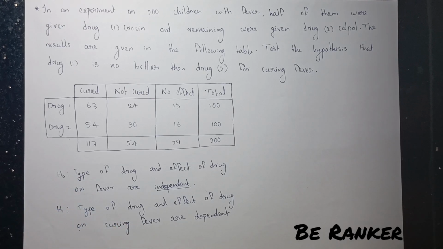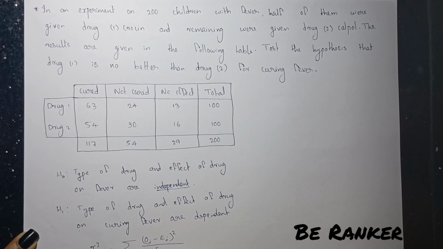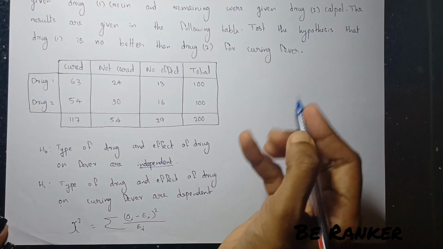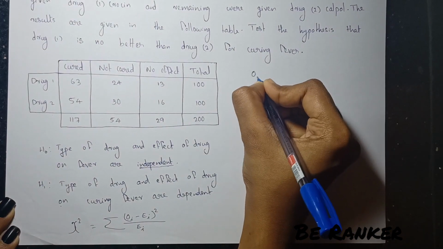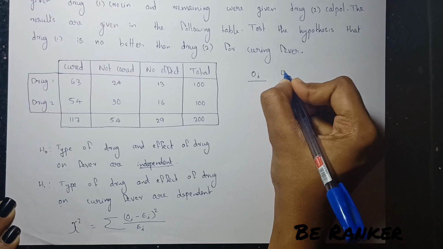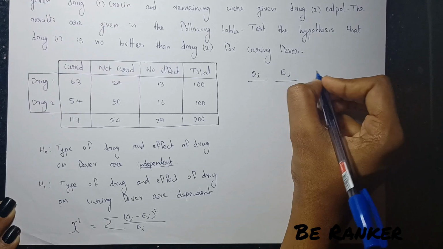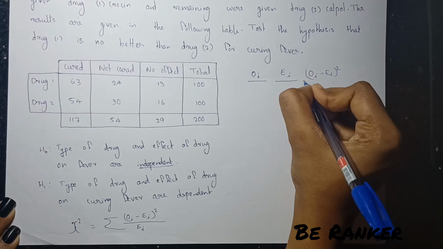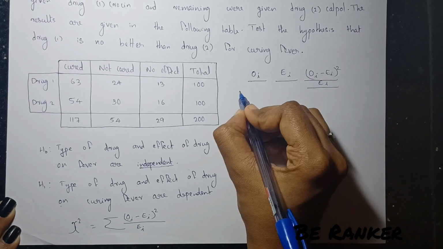Next, we want to find the test statistic chi-square. Chi-square is equal to sigma of (OI minus EI) whole square by EI. So first we want to make a table to find the (OI minus EI) whole square. The table we make has OI first, then EI, then (OI minus EI) whole square by EI.